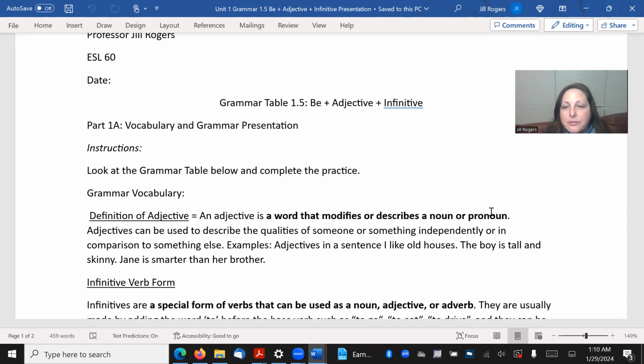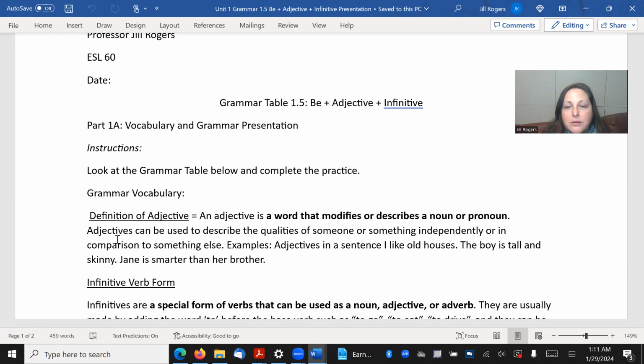So for example, I don't say Jill's water. I'm sorry, it's possessive. I don't say Jill is a teacher. I say I am a teacher. So it takes the place of that noun. Adjectives can be used to describe the qualities of someone or something independently or in comparison to something else. So that's a lot of information.